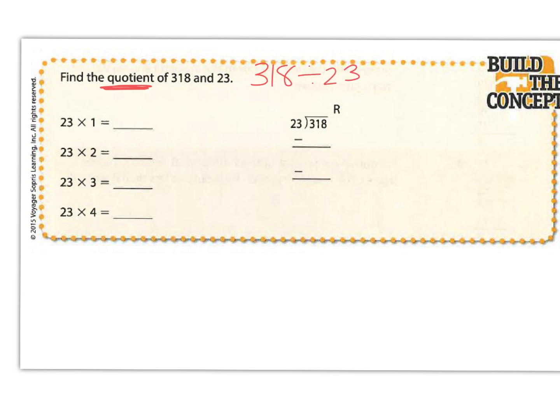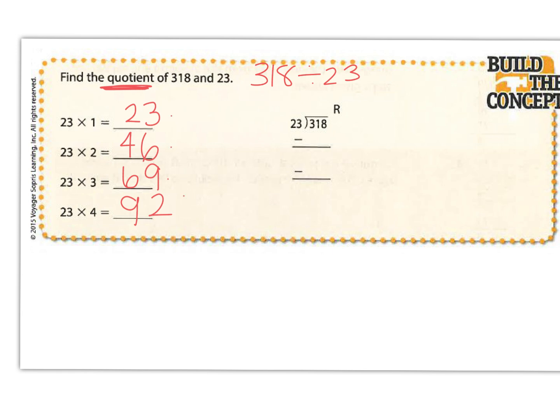So 23 times 1 is 23. So it can go in there more than that. 23 times 2, 46. Can go in more than that. 23 times 3, 69. It can go in more than that. And then 23 times 4 equals 92. So this will just kind of help us gauge how many times it can go into each number.